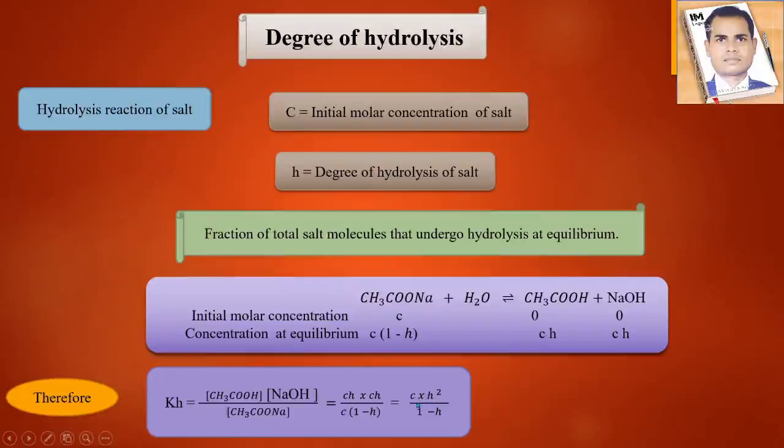So you will write it in this way: c times h squared over 1 minus h, because this c and this c will get cancelled, and the remaining are h squared and one c, so c into h squared, and here 1 minus h only.